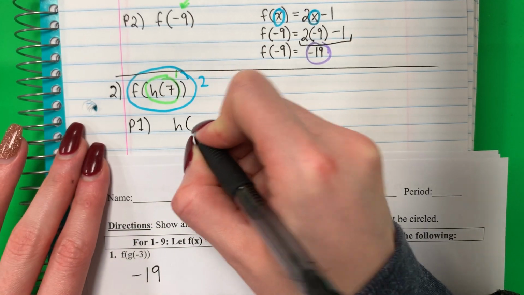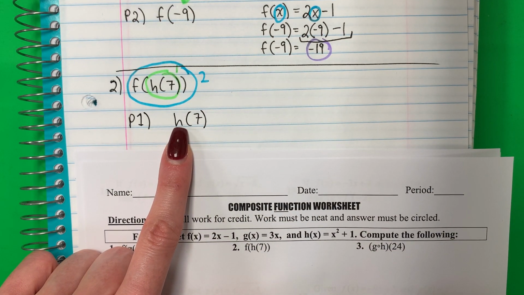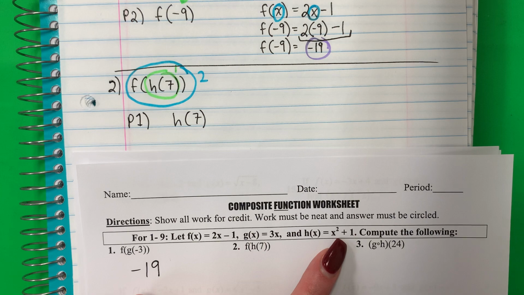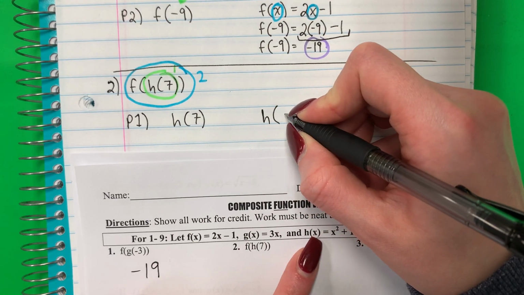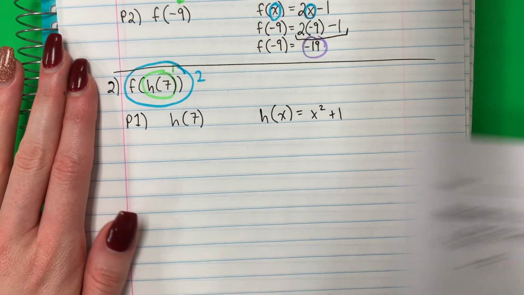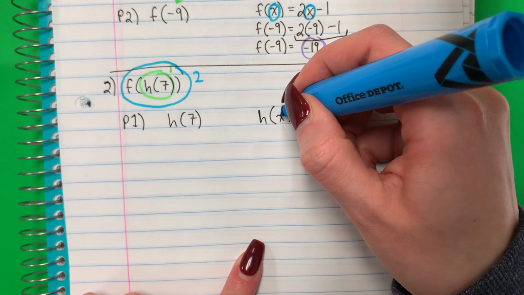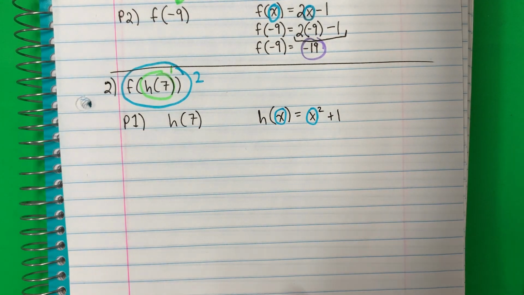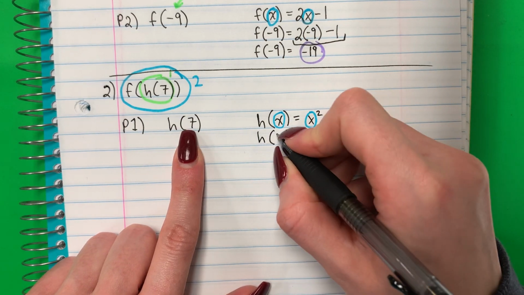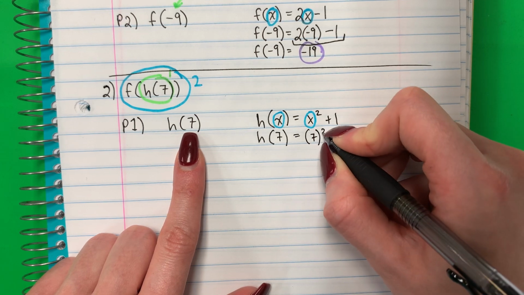So H of 7. Okay, now we need to find what is the function of H. What is the equation for the H? Here it is. Aquí está. Here's H. Copy it. So H of x equals x squared plus 1. Let's do the math. Okay, so remember, I'm going to replace the x's. Voy a reemplazar todos los x with 7, con la 7. So h of 7 equals 7 squared plus 1.